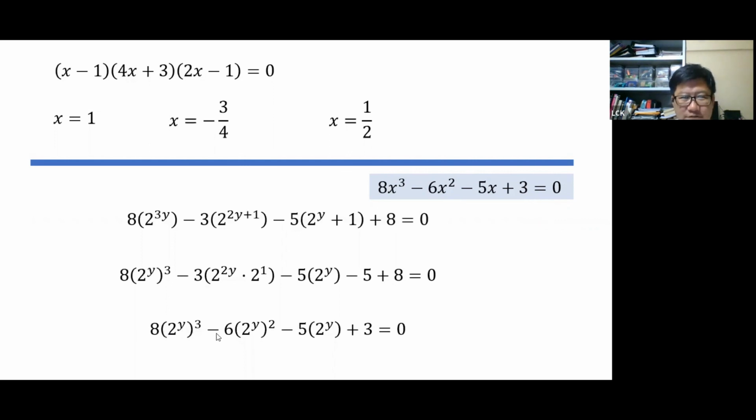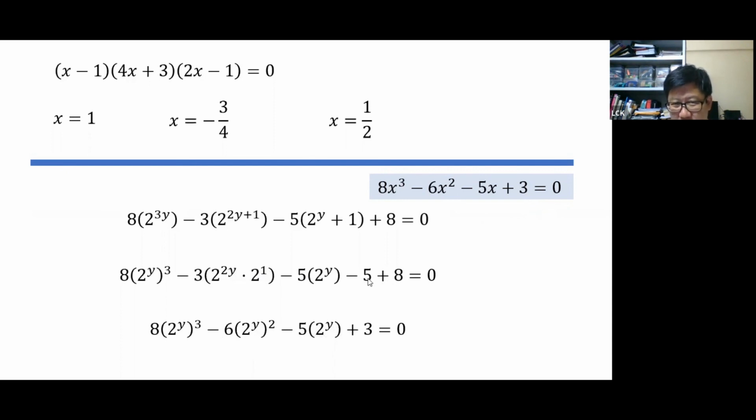And we have 3 times 2. 3 times 2 is 6. 2 to the power of 1 is 2. So 3 times 2 is 6. And here we have 2 to the power of y and the whole thing to the power of 2. And this is -5 to the power of y plus 3.